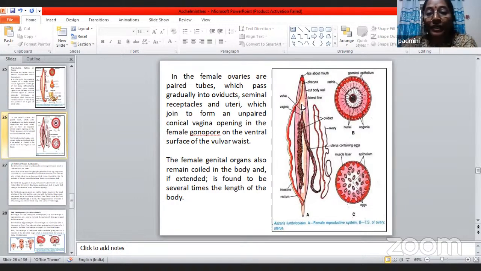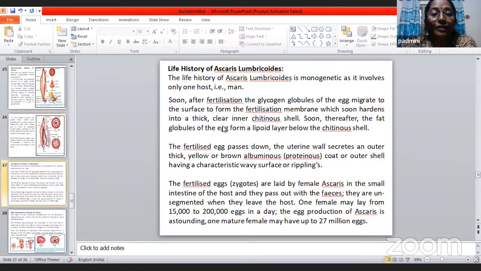are released outside. So here you can see they have a different opening, the female gonophore opening over here, whereas the intestine that is present over here directly opens outside through the rectum into the anus, which is not present in the male. In the male, you have a cloaca, whereas in the female, you have an anus. So please remember that difference in the reproductive system over here.